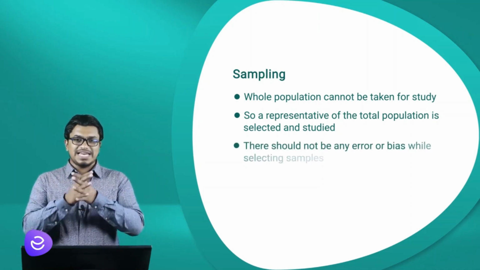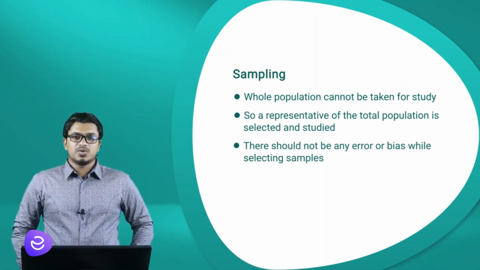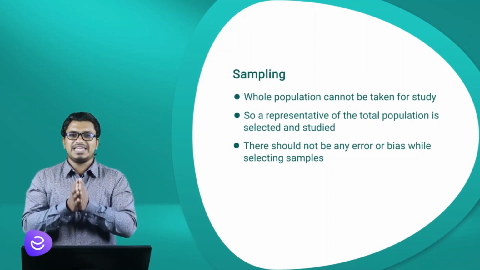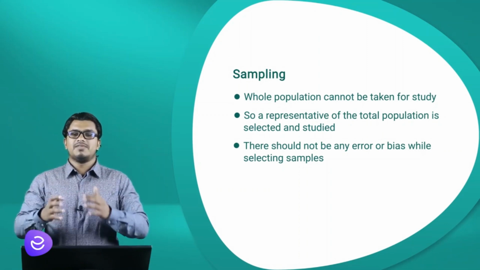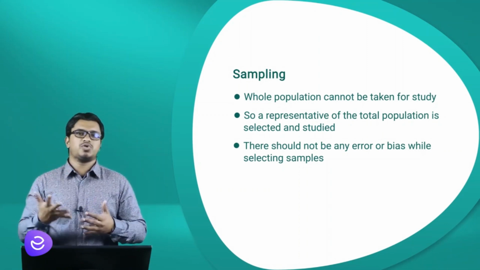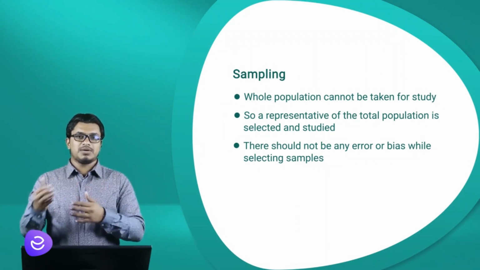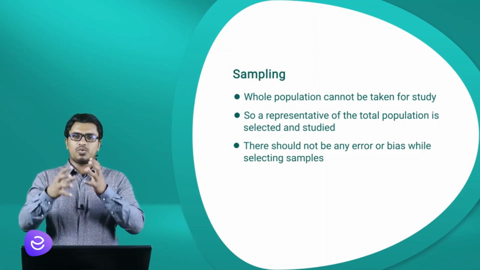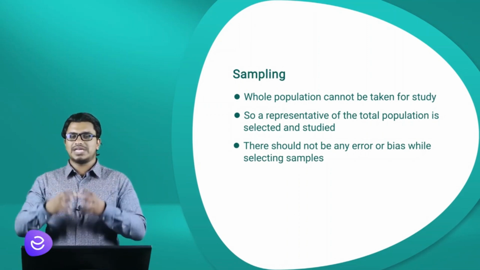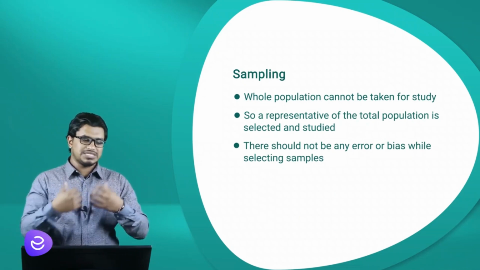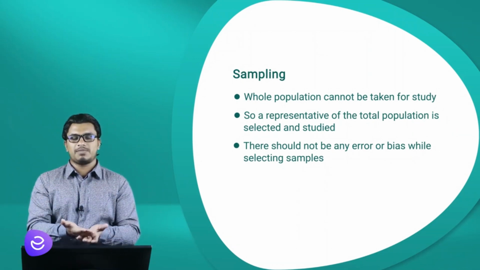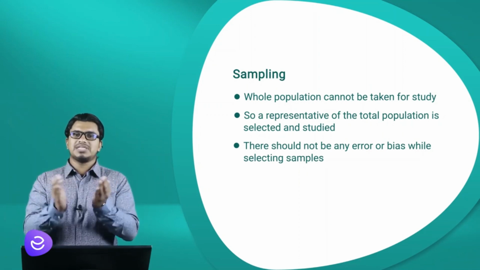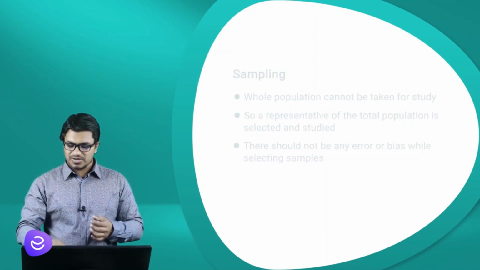Then there should not be any error while selecting samples. We are studying the whole population, and if we have any error in selecting samples, our final answer or our final solution will also be in error. It will also be a mistake. So we have to check what type of sampling we are going to use in specific researches. In some research we have to use one type of sampling, in other research another type. So sampling is a very important thing in research.